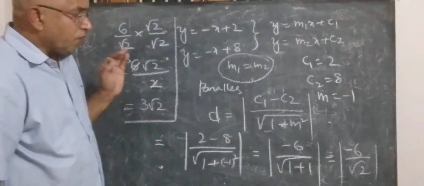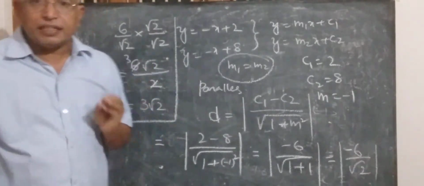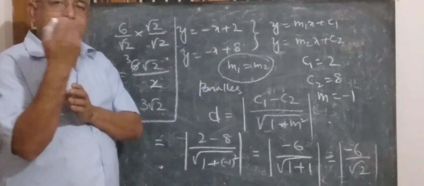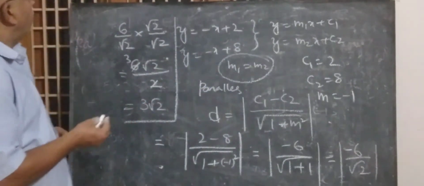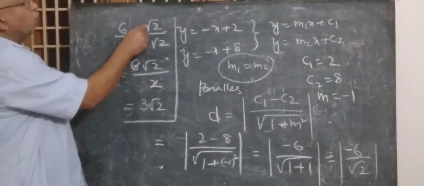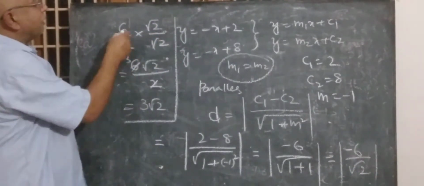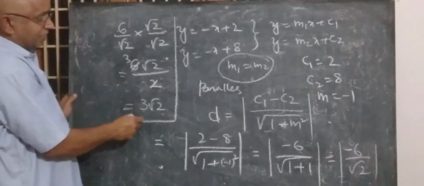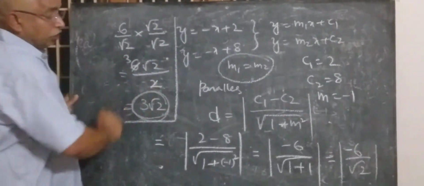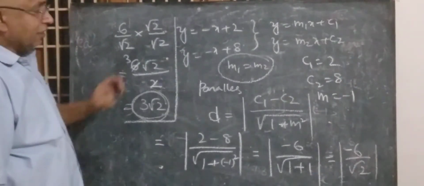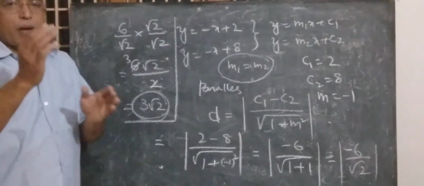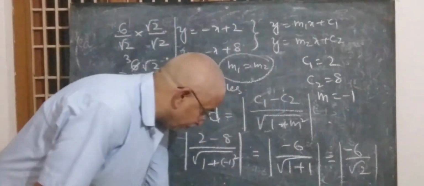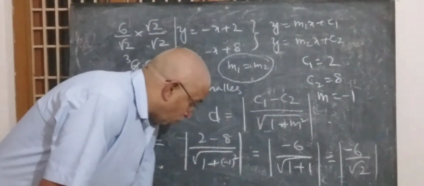So the denominator has an irrational number. What can we do? We rationalize it in the denominator. So 6 by root 2 into root 2 by root 2. So we should multiply. 6 root 2 by root 2 into root 2, value 2. 2 ones are 2, 2 threes are 6. So the answer is 3 root 2 centimeter. That is the distance between the two parallel lines given. Clear? Now one more.